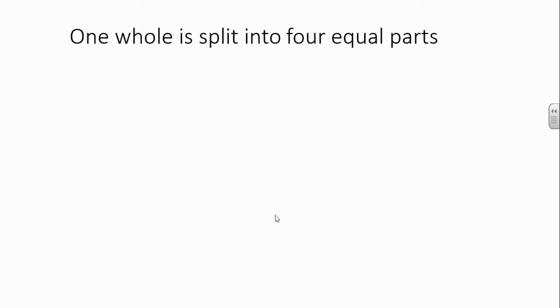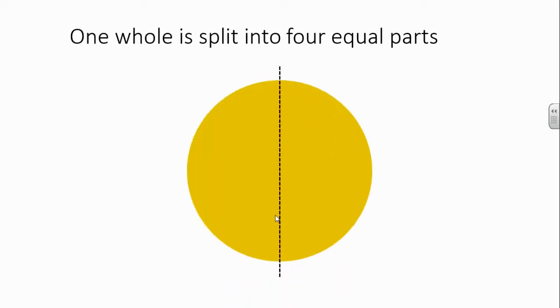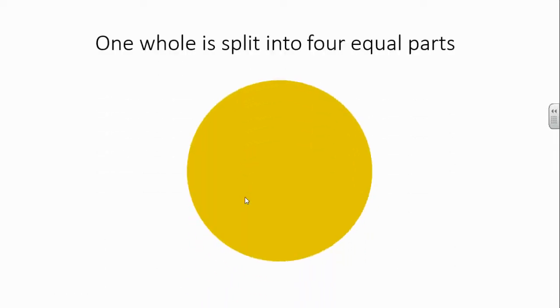So we've got one whole, which is a circle, and it's been split into 4 equal parts. First I'm going to split it in half vertically, and then half again, but this time I'm drawing it horizontally. So it's split into 4 equal parts. Let's see. 1, 2, 3, 4. Right, I've got a circle here again, but this time I've drawn diagonal lines. Let's see if I've got 4 equal parts. Let's count together. 1, 2, 3, 4.